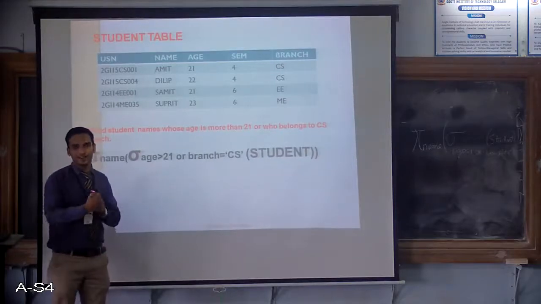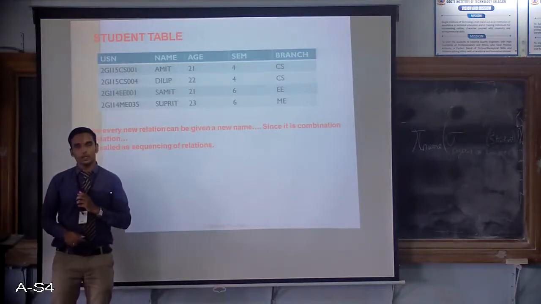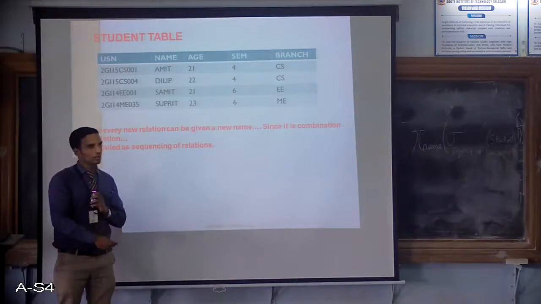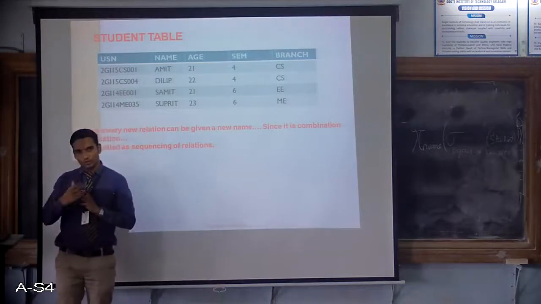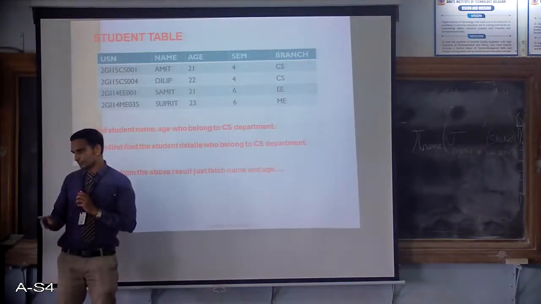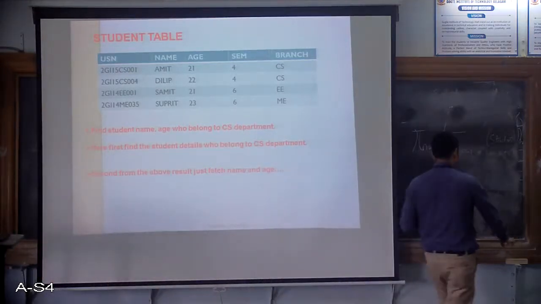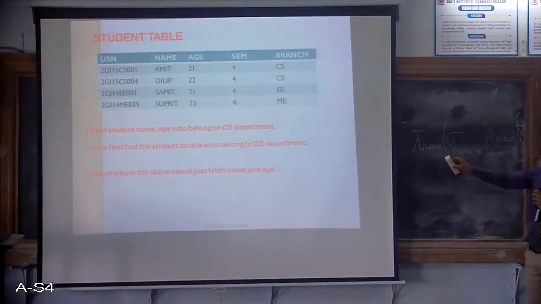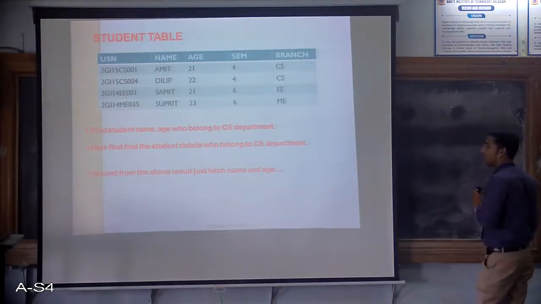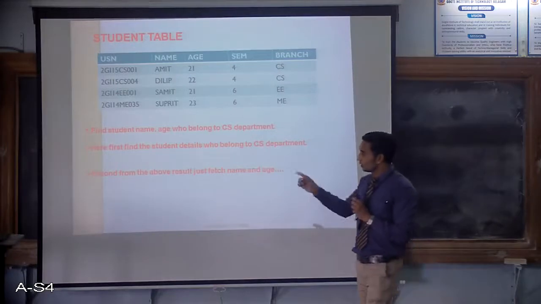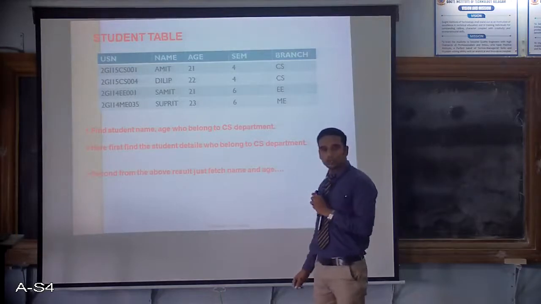So this is how I write select and project combined on a single table. Okay, and there is one more concept known as sequencing. If you feel difficulty writing everything in a single line, you can go with sequencing, which would be easy for you. That also will work, one by one. Same thing: find the student name and age who belong to CS department. This is how you write it in a single row. But if you feel difficulty, you can break it using the concept of sequencing. Again the same query: find the student name, age who belong to CS department.